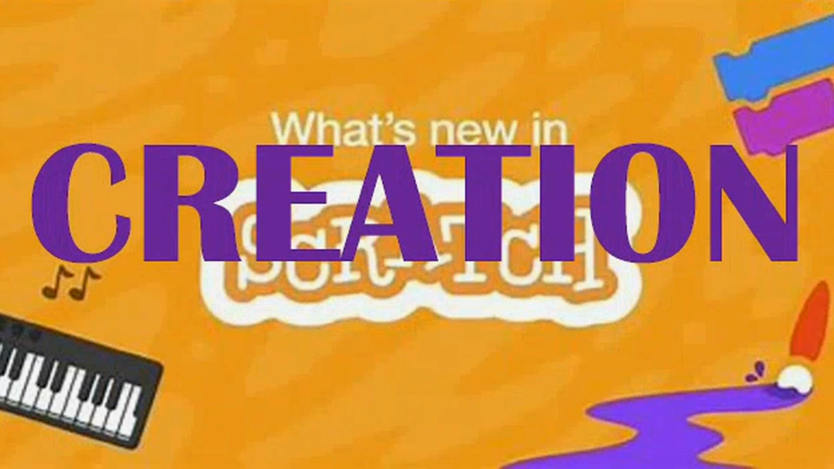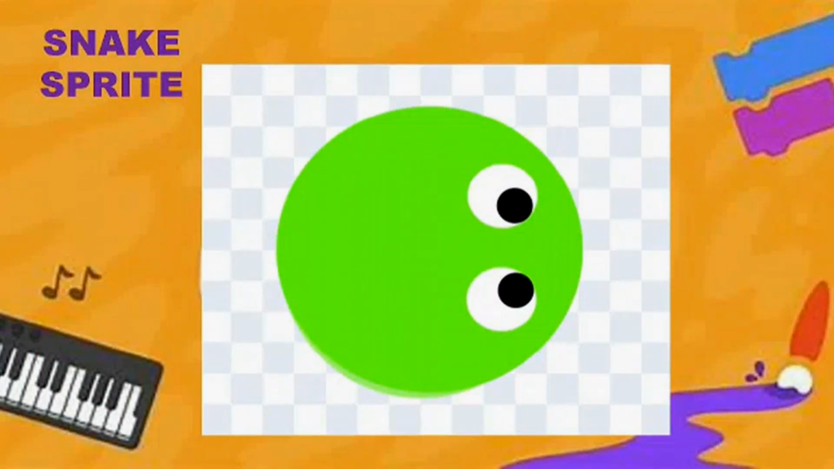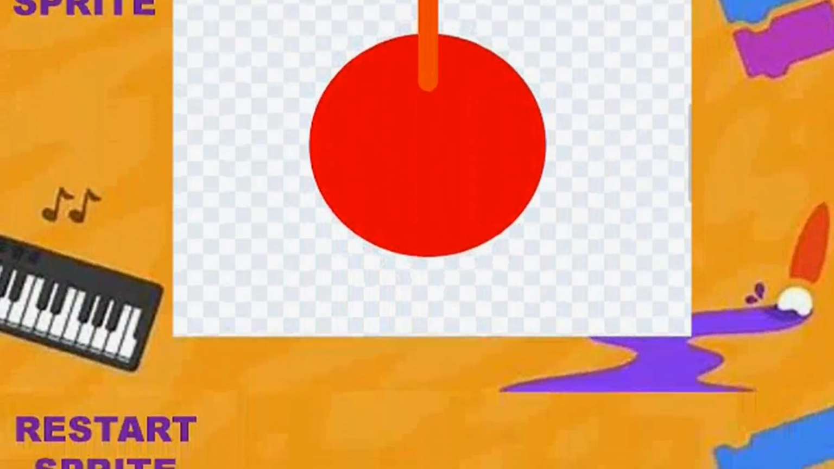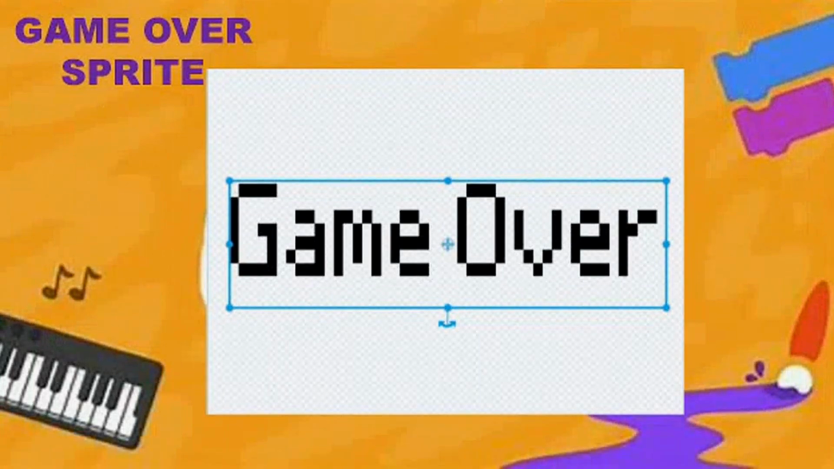For making of this game, I have used Snake Sprite, Apple Sprite, Restart Sprite, Game Over Sprite.